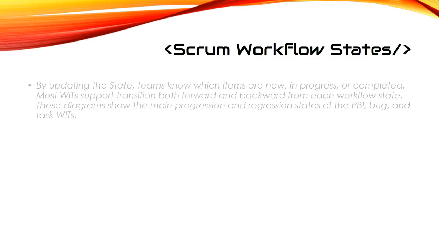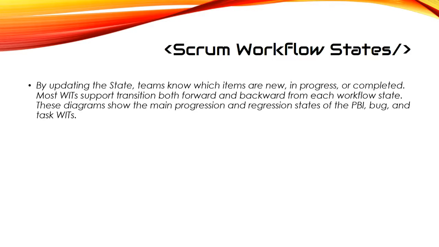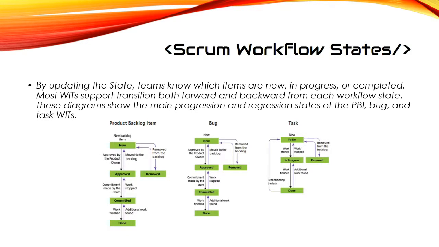Scrum workflow states. By updating the state, teams know which items are new, in progress, or completed. Most work item types support transition both forward and backward from each workflow state. These diagrams show the main progression and regression of states of the PBI, bug, and task work item types. So, before I told you I will talk a little bit more about this, and now I will for Scrum.